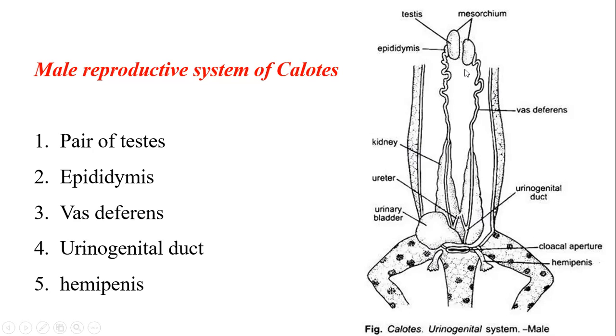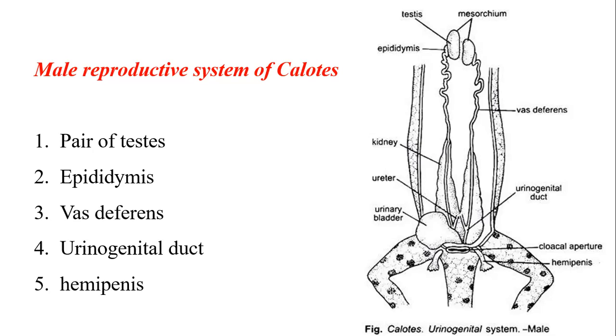Each testis contains several seminiferous tubules internally, just like the kidney contains uriniferous tubules. The seminiferous tubules terminate into vasa efferentia. These vasa efferentia come out of the testes and open into a coiled tube called the epididymis. So from inside, the vasa efferentia come out and join with the epididymis.